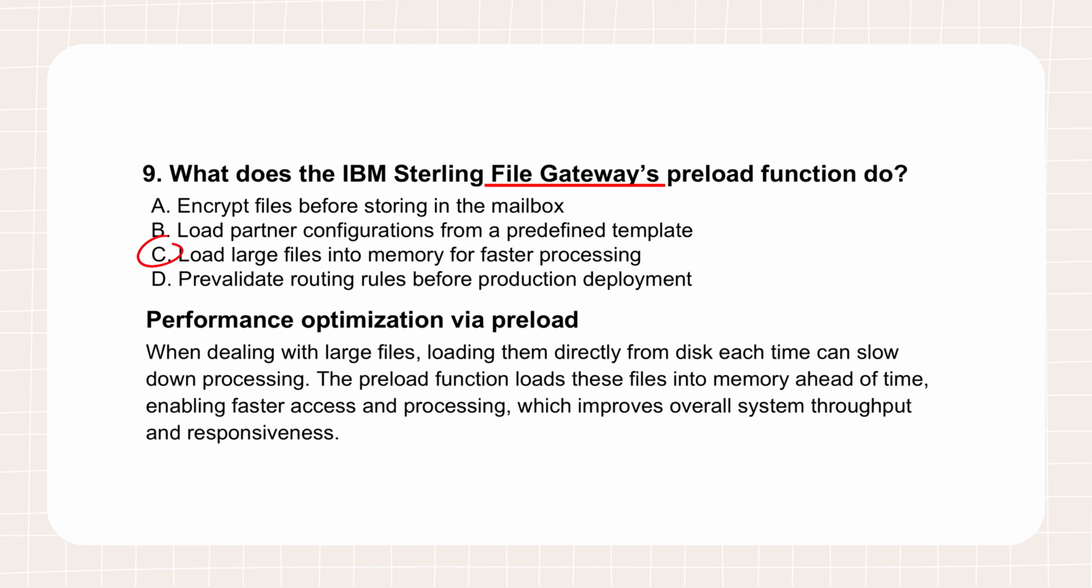When preload is turned on for a large file, the system copies that entire file from the slower disk into the superfast memory before it starts processing it. Since reading from memory is so much faster than constantly going back to the disk during processing, this preloading can drastically cut down the total processing time, especially noticeable for really big, chunky files.